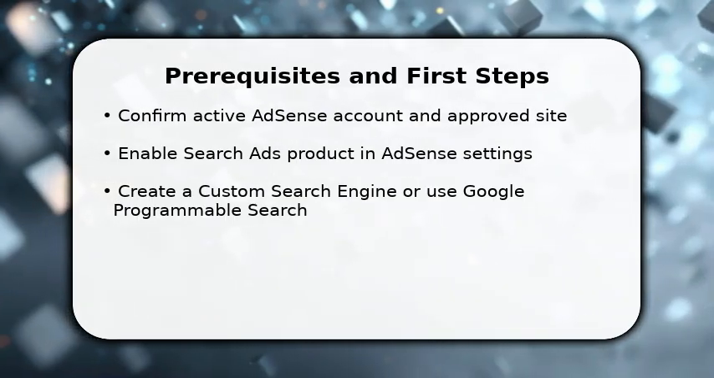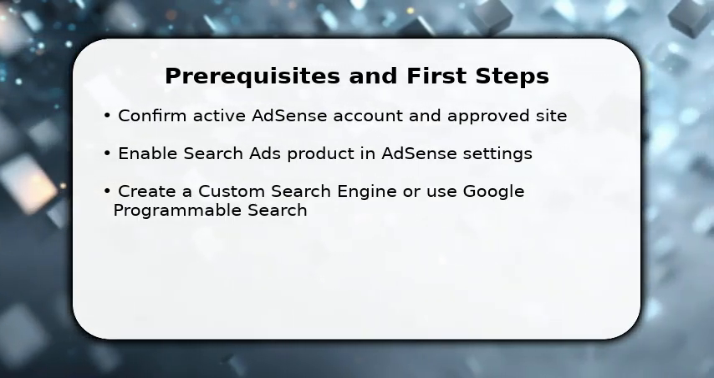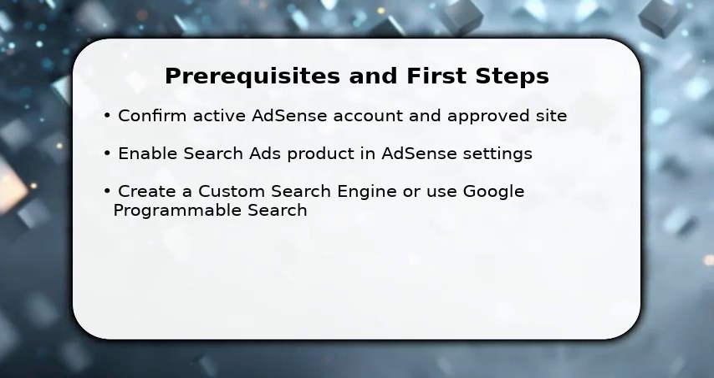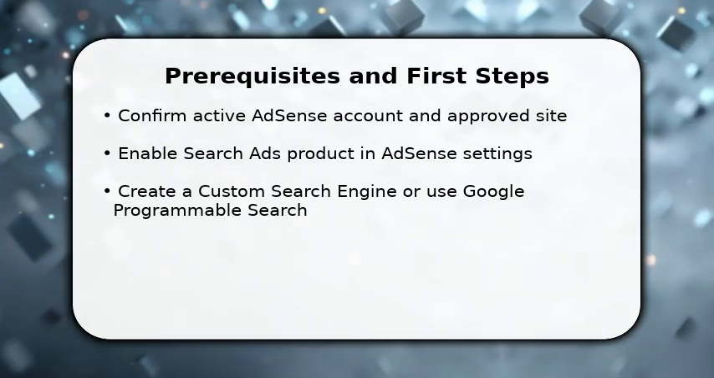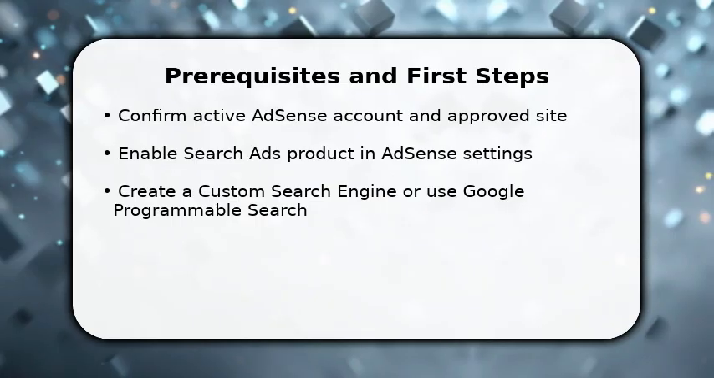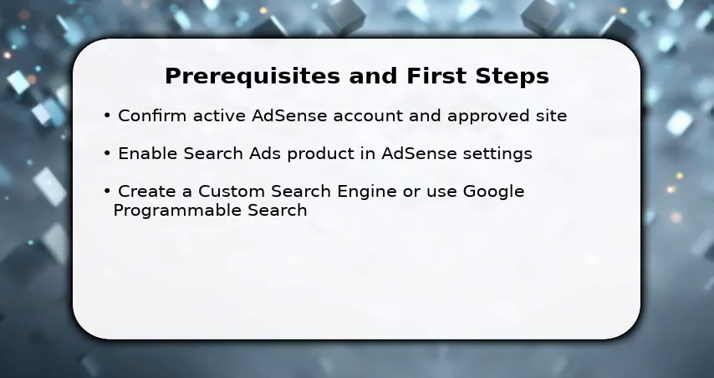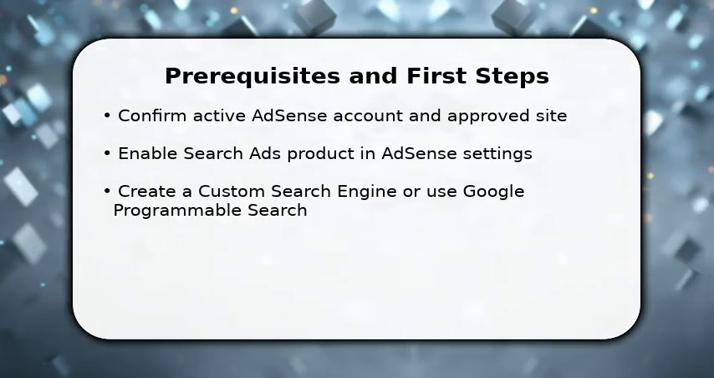You'll also need a custom search engine, CSE, or Google Programmable Search configured for your domain so ads can serve in results. Make sure the CSE is linked to the same account. These first steps unlock the ability to add code and configure placements.